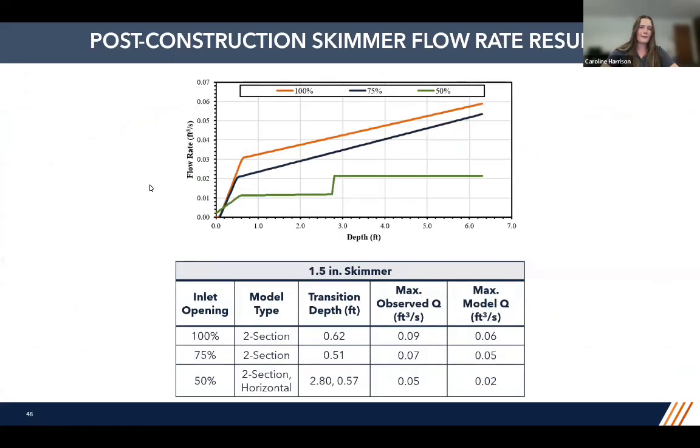And then finally, for our 1.5-inch post-construction skimmer, we used two section models for the 100% and 75% inlet openings. For the 50%, we also saw that horizontal section, and then the two section model was used after that jump occurred. Our maximum flow rate here was close to 0.1 cubic feet per second.